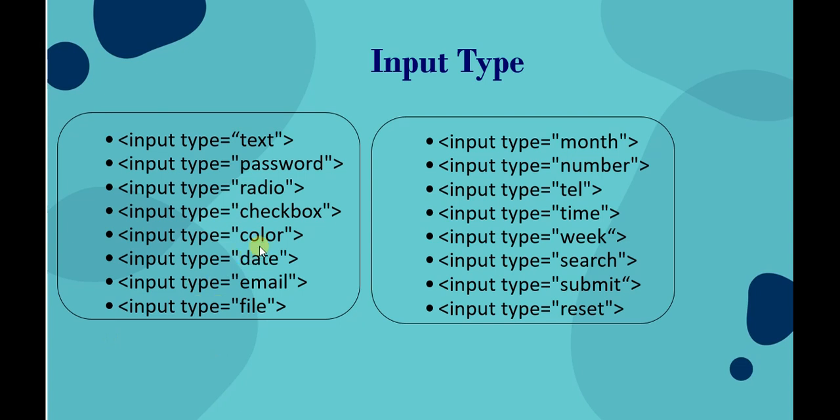Next, input type color means a color panel will appear for you. You can easily select your color. Date means a date table will appear, you can move to your year, month, and select your date. Email means at gmail.com, at yahoo.com, like that. File means choose your file. It will ask you to choose your file, and we can upload and select it. Likewise, month, number, tel, time, week. Search means we want a search box. Okay, search.